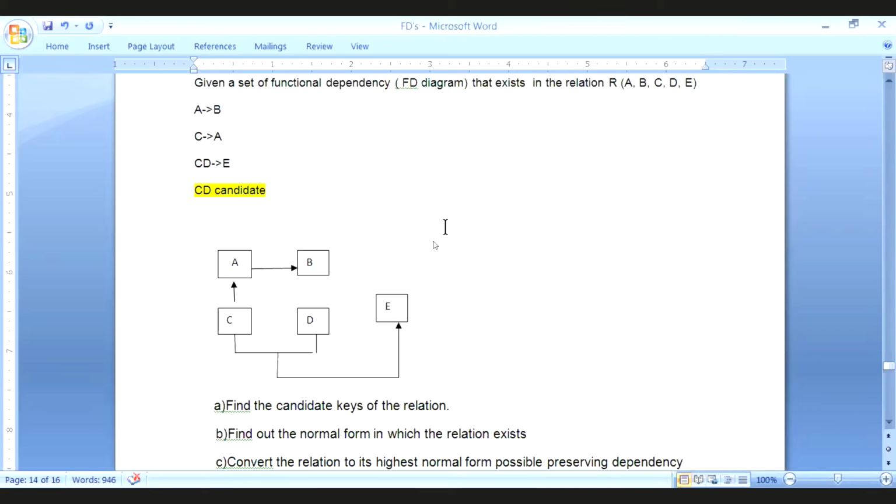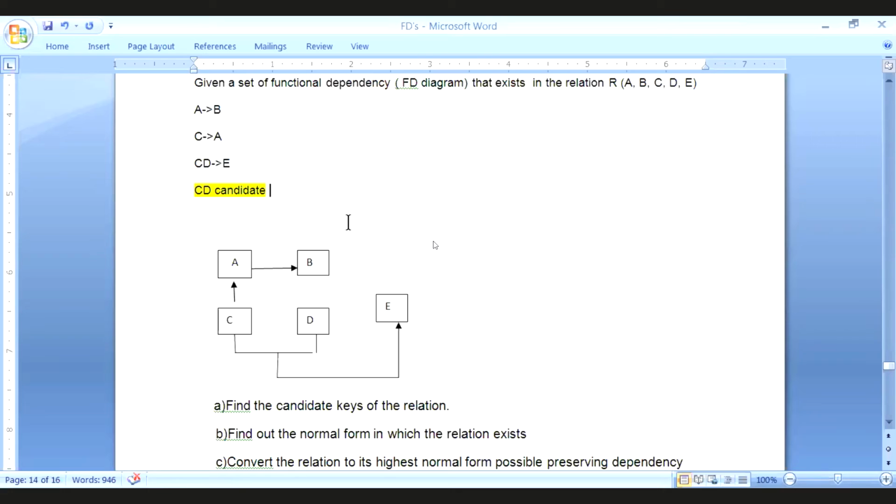Is there any other candidate key? Is CD minimal? Yes, ma'am. Now, is there any other candidate key? No, ma'am. Because D is required to be present and C is also required. So CD is the only candidate key.